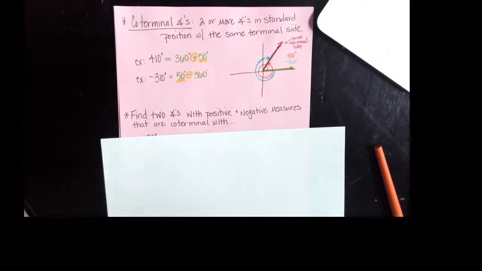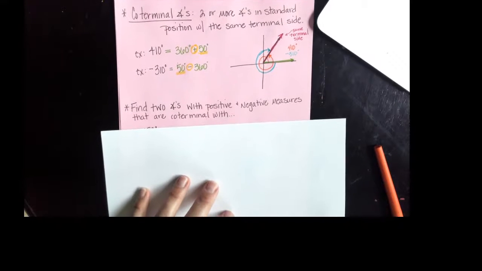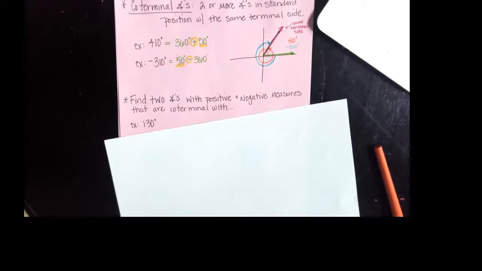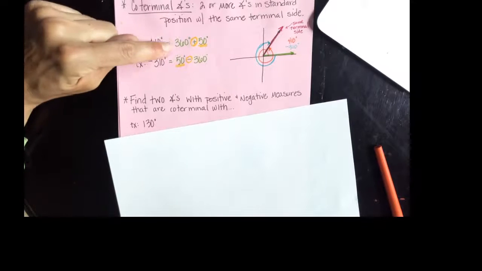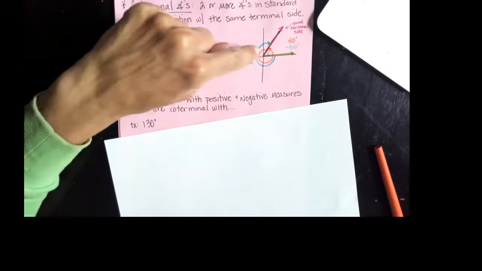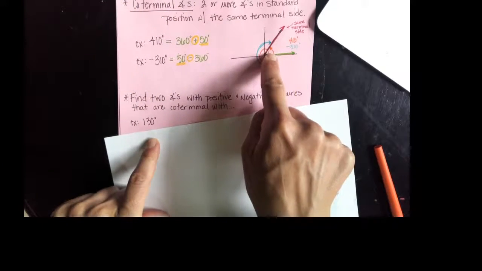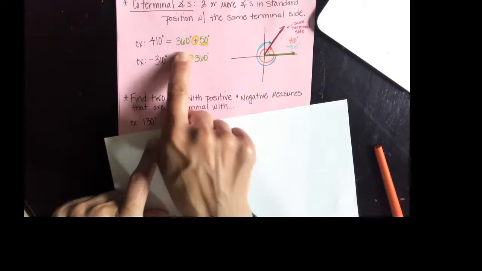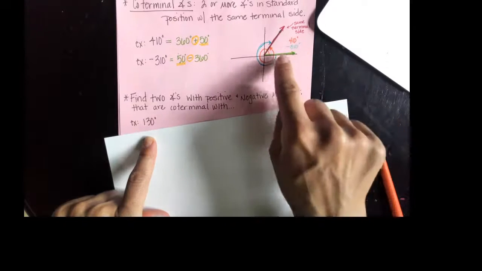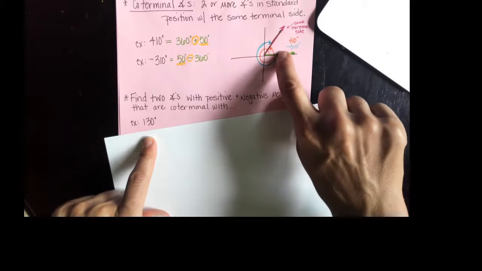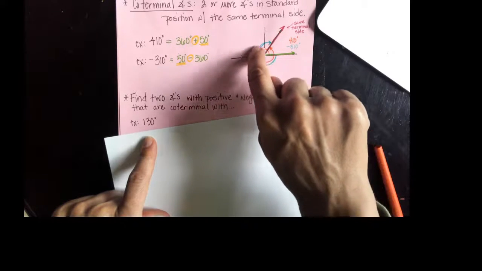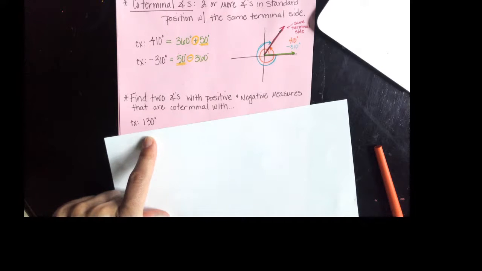So we want to find two angles, one with a positive measure and one with a negative measure, that's coterminal with, and in this case, we're going to look at 130 degrees. Well, if we follow this pattern of revolutions, meaning we're going to take that 130 and we're going to make a full revolution before we hit it again, that's the adding 360. If we want a negative, we're again going to go in the clockwise direction, moving 360 degrees until we hit that coterminal side where they both end.